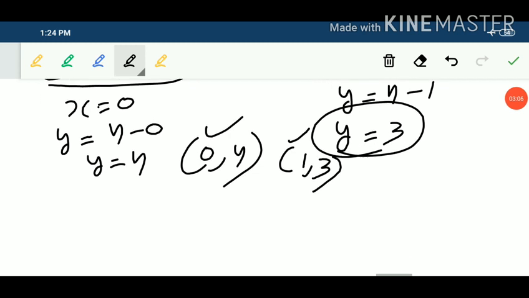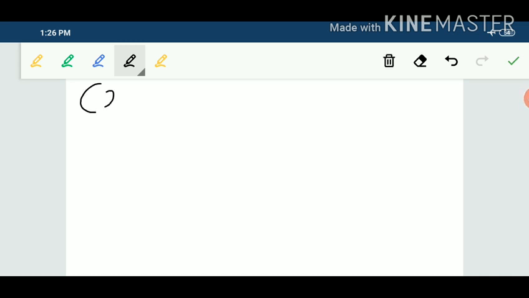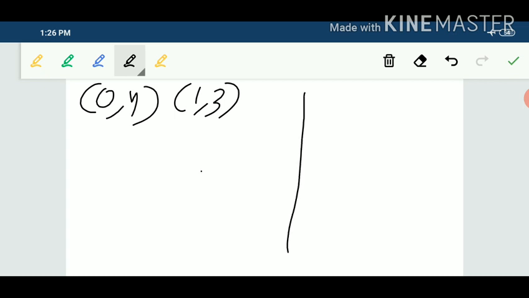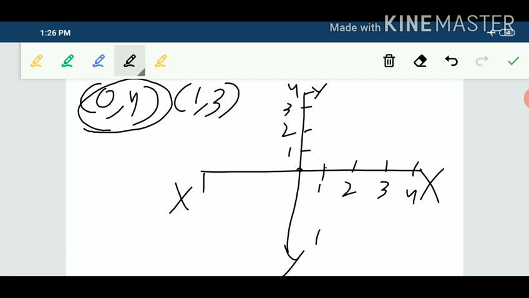Now we have to plot these points on the Cartesian plane. Now we have to plot 0 comma 4 and 1 comma 3 on the Cartesian plane. This side is x dash and the upper side is y dash. Mark the points 0, 1, 2, 3, 4. Upper side 1, 2, 3, 4. Now mark the first point. The first point is 0 comma 4. X value is 0 and y value is 4. So this is the point.